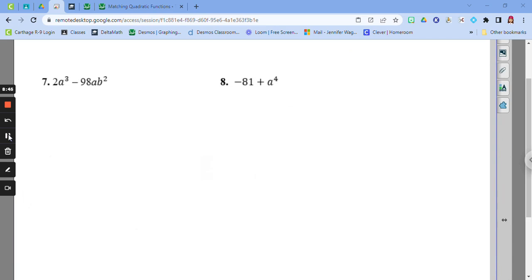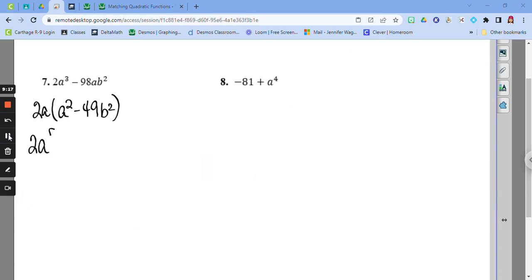So I could divide 2 and 98 by 2. And they both have an extra a. So then that's a squared minus 49b squared. And there's our difference of squares. Sometimes it works, sometimes it doesn't. Sometimes GCF is as much as you can do.